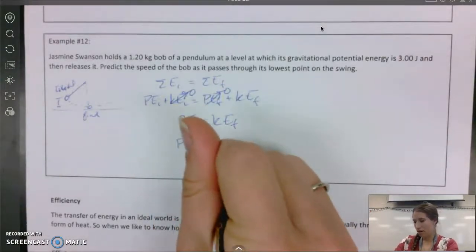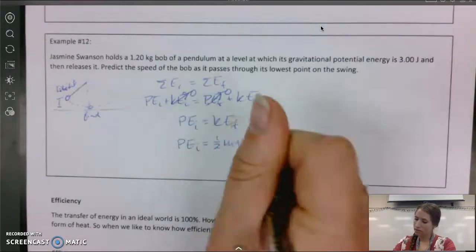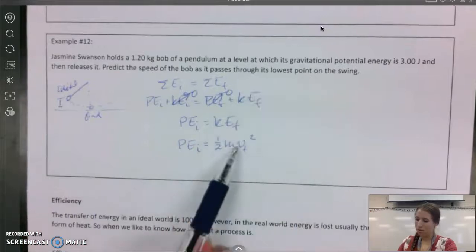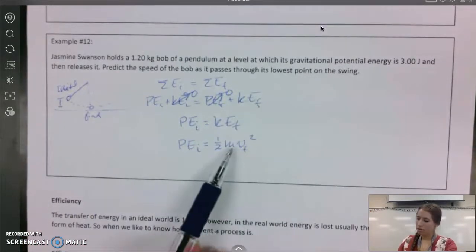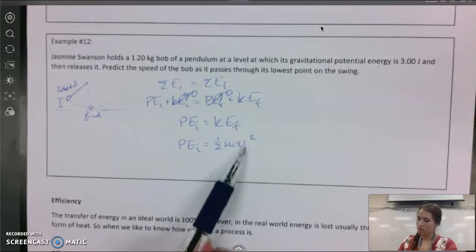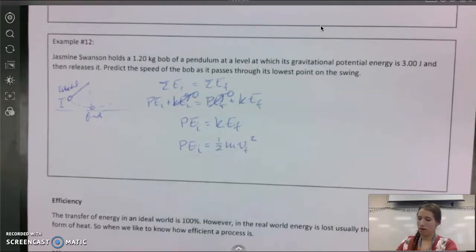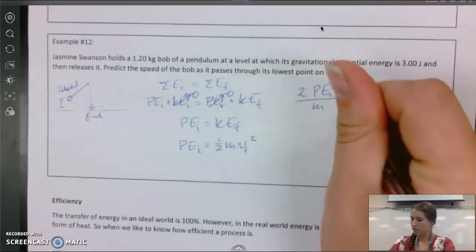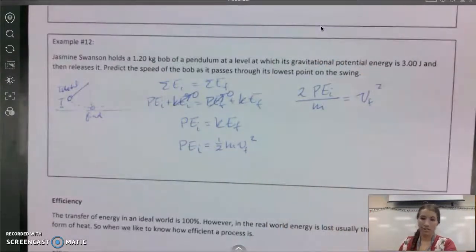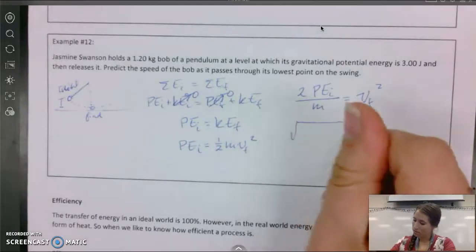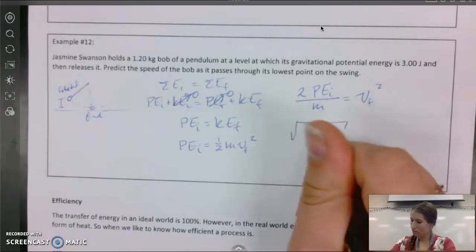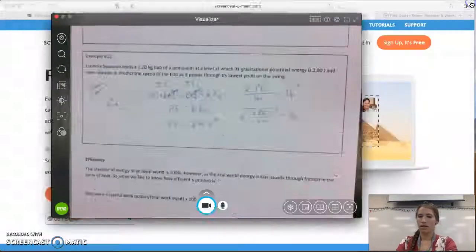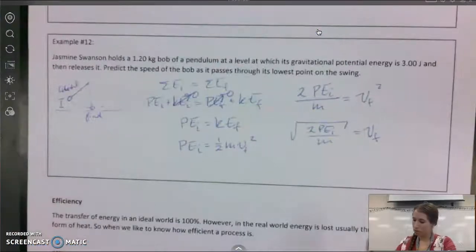Kinetic energy, 1/2 mass velocity squared. The question is asking us to predict the speed of the bob as it passes through the lowest point. Well, that would be the velocity, right? So I'm going to rearrange to solve for this velocity, starting by dividing by 1/2 an m. So potential energy equals velocity final squared, and then I'll take the square root of both sides. Okay, so at this point I have all the info. We're just plugging in numbers.